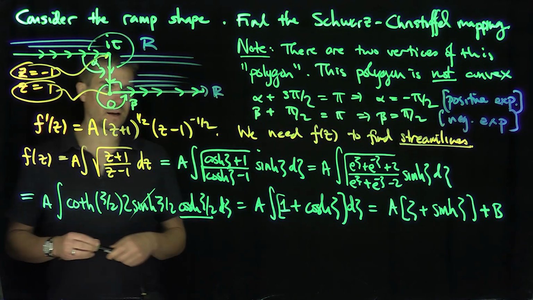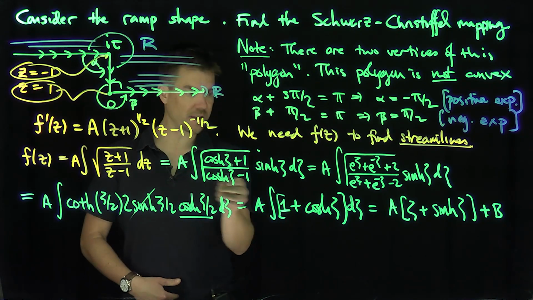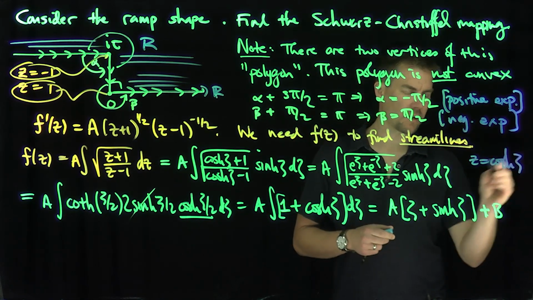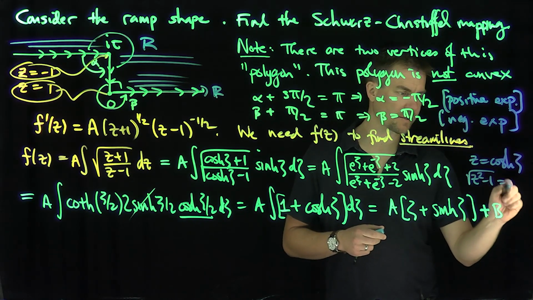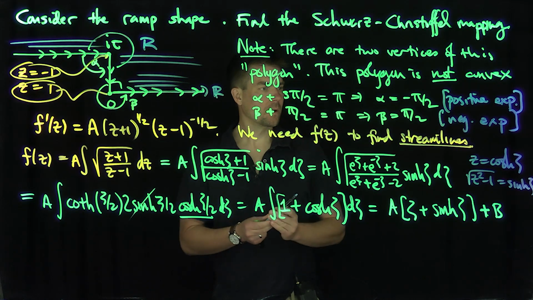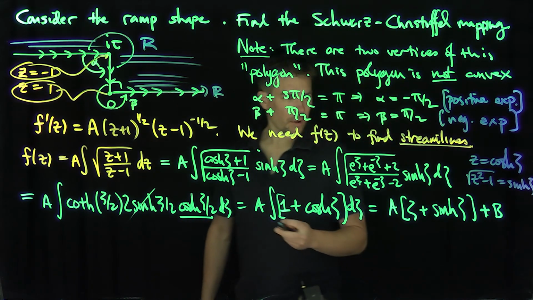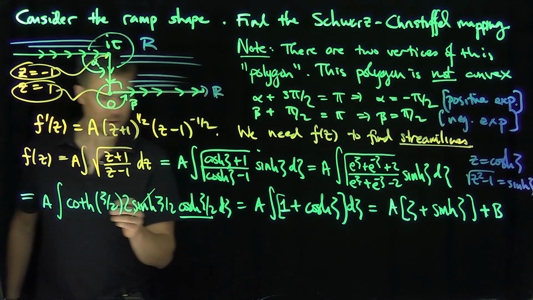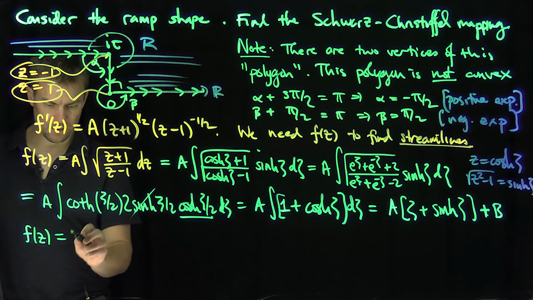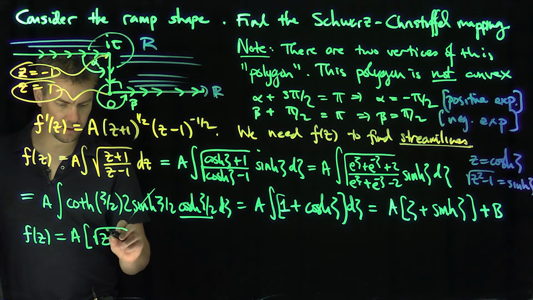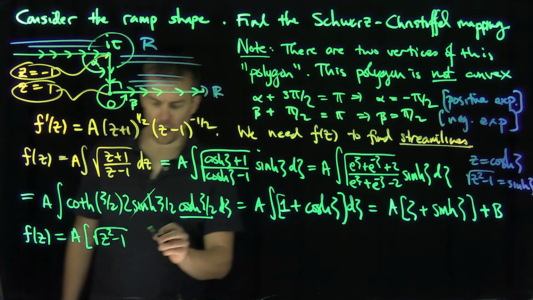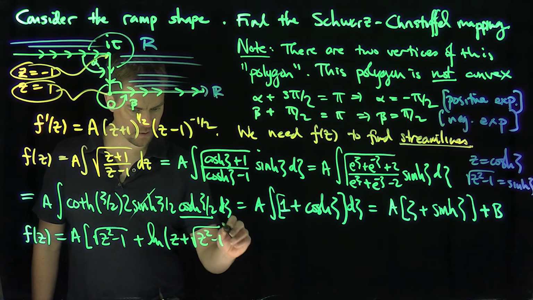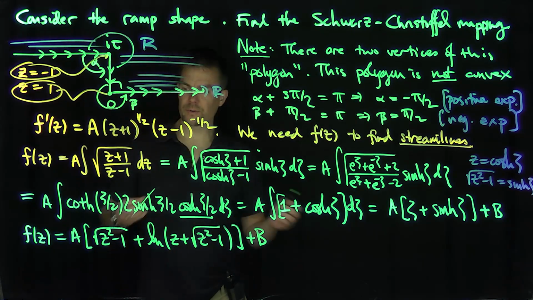Good. Now, what is zeta? So z is the cosh of zeta, right? So the square root of z squared minus 1 is the sinh of zeta. Good. Okie doke. And so now what this allows me to do is the following. This becomes a times the square root of z squared minus 1, and this becomes an arc cosh, right? So our f of z is going to be a times the square root of z squared minus 1, and then the arc cosh is well known. That's just the natural log of z plus the square root of z squared minus 1, plus b. Good. So there's our conformal mapping.